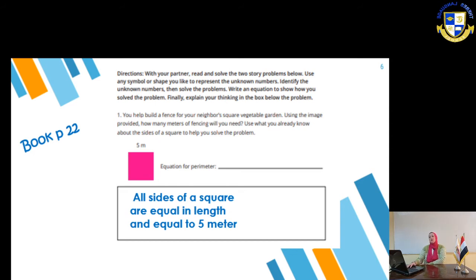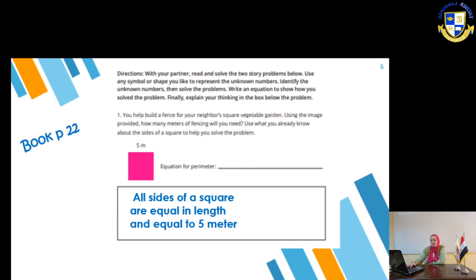Number 1. You help build a fence of your neighbor's square vegetable garden. Using the image provided, how many meters of fencing will you need? Use what you already know about the sides of a square to help you solve the problem.